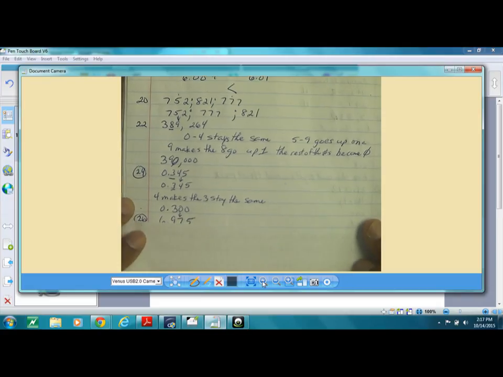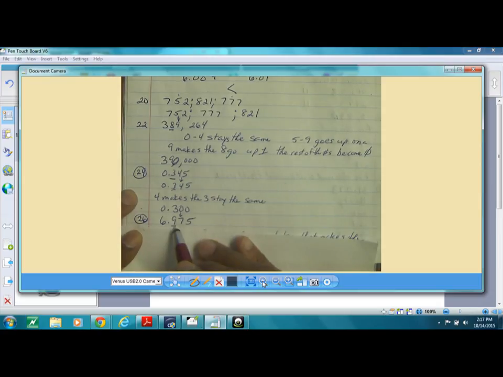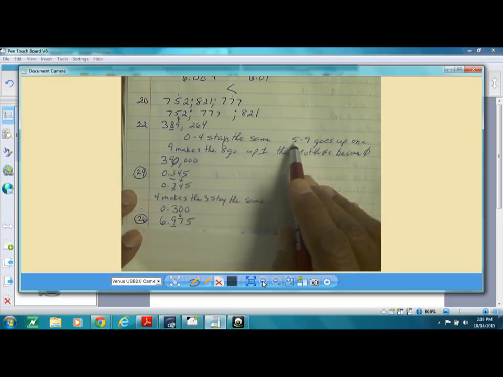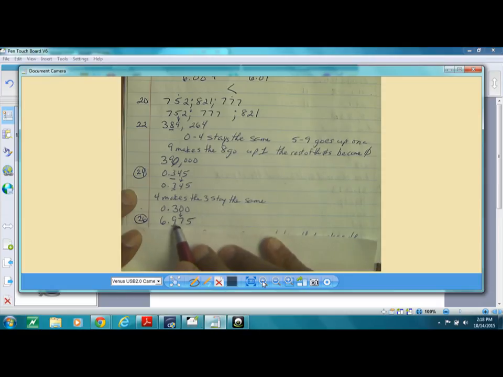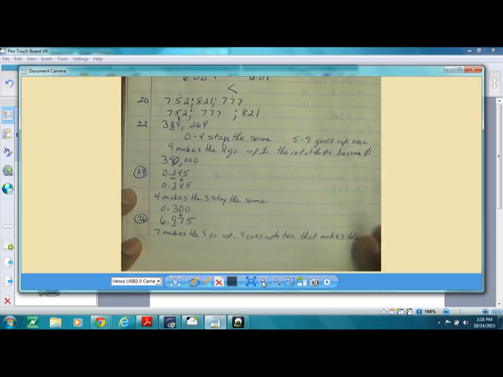Now we're going to do number 26. That's 6 and 975 thousandths. Pay attention to this one. We're rounding to the 10th place. We have a 7 in the hundredths place. The 7 makes the 9 go up. Okay? So pay attention. The 7 makes the 9 go up.